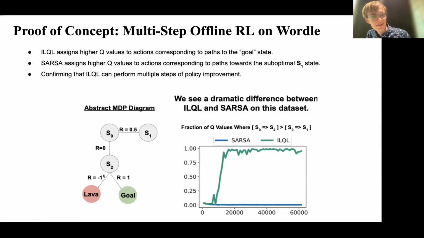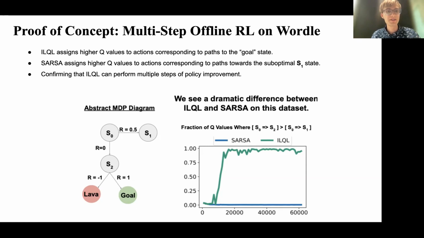If you had a dataset with one of each of these 3 transitions, and you did a single step of policy improvement, your model would learn to just go from S0 to S1, because the value of going S0 to S2 is 0, because these 2 paths cancel out. So we'd expect SARSA, which is the single step policy improvement method, to go S0 to S1, but ILQL should be able to find the optimal goal path, which gives you the most reward.